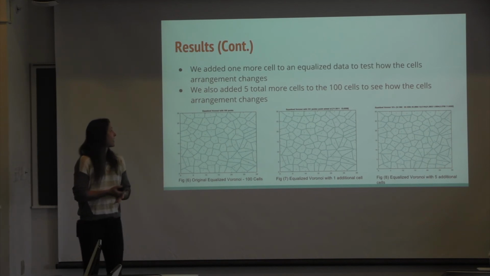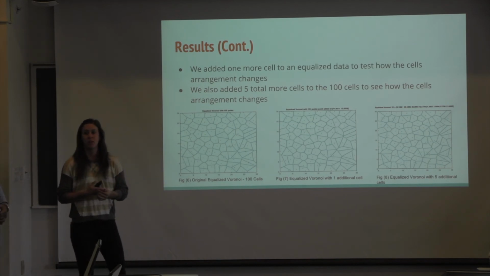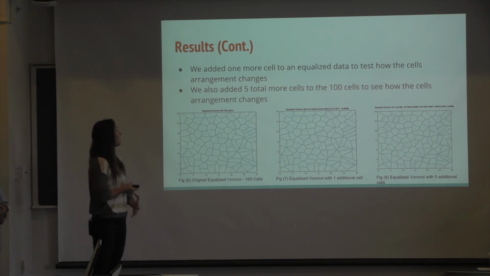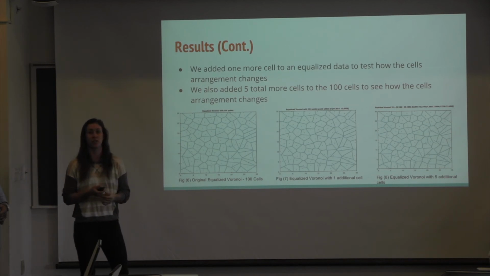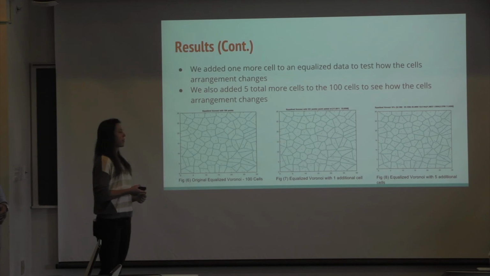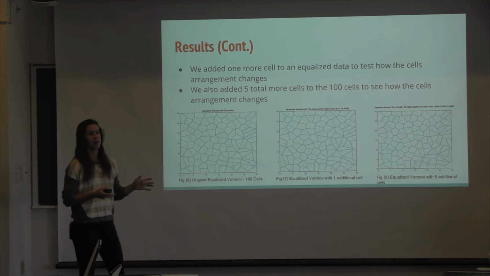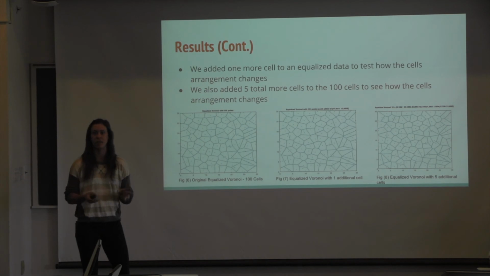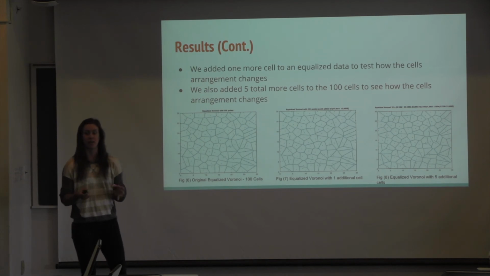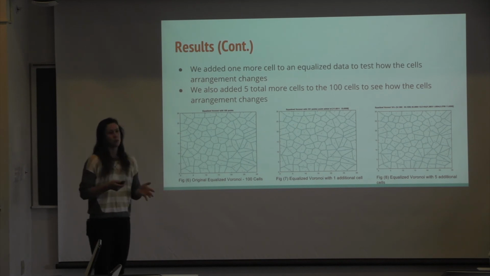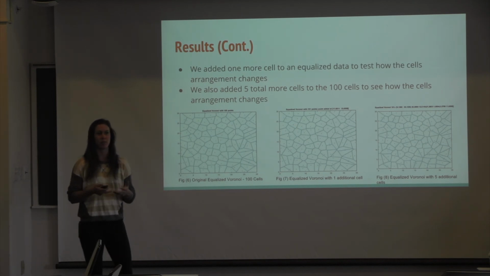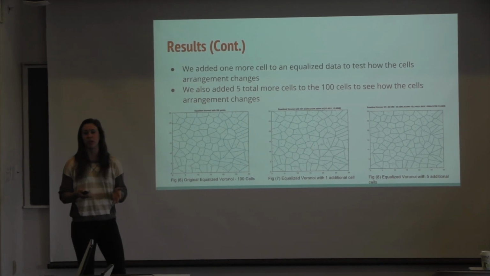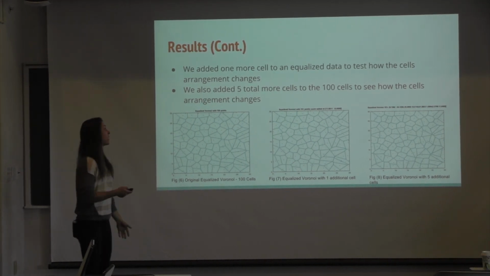So finally, we added one more center to an equalized Voronoi diagram of 100 cells. And what we did there is to see how this affects the cell arrangement. And what we found is there were very localized changes when we added 1, and then we also added an additional 5 points to reach 105 points. And what we found there is there were more changes, but there were still very localized changes to the Voronoi diagram in the areas and distributions of those. And the reason we did this was because when cells start to multiply and divide when it comes to tissue regeneration, that's kind of the process that's going to happen there.